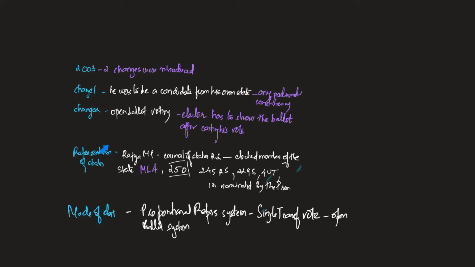Also, the representatives of the states, which are the representatives of the Council of States, are elected not by the people but by the elected members of the state. These are MLAs, and the maximum number of seats is restricted to 250. At present, India has 245 Rajya Sabha seats, out of which 229 are from the states, 4 are from the union territories, and 12 are nominated by the president. And the mode of election is the proportional representation system based on single transferable vote in an open ballot system.